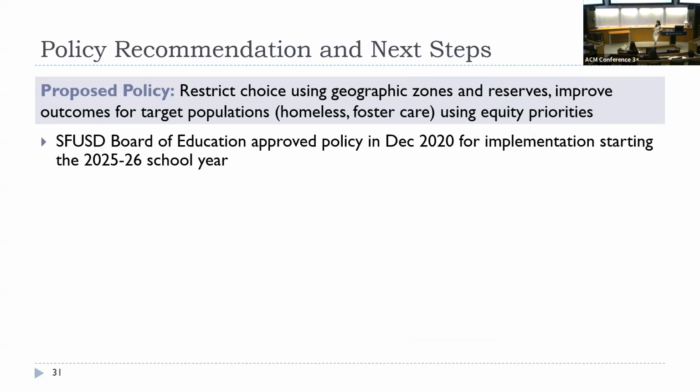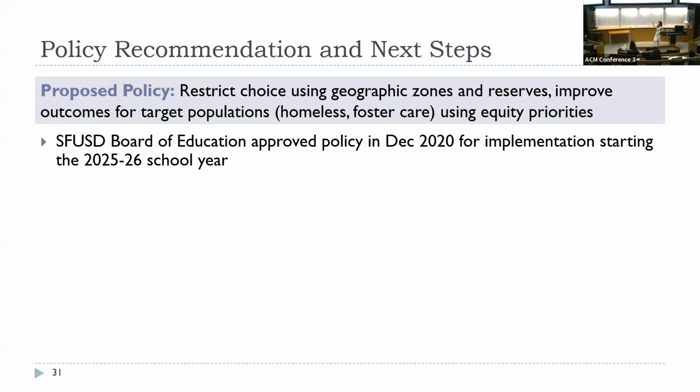And so based on this analysis, in 2020, the district proposed the following policy. They're going to restrict choice to medium-sized geographic zones. They're going to use reserves to try to control choice to make the schools more diverse. And they wanted to add on, they're going to improve outcomes for target populations using equity priorities. So this is similar to the CTEP priorities that I mentioned earlier. And the Board of Education approved the policy in December 2020.